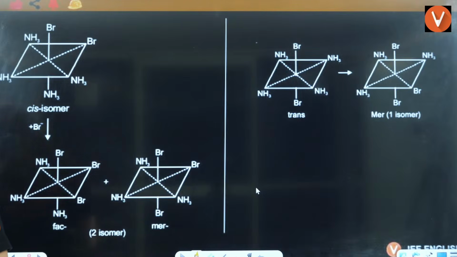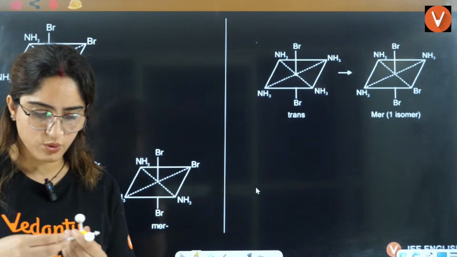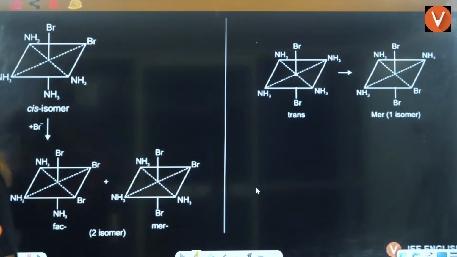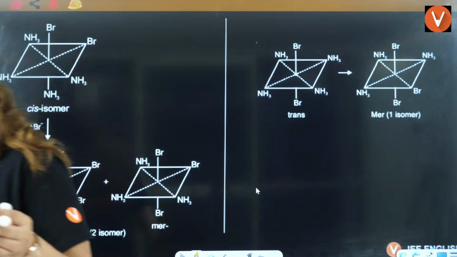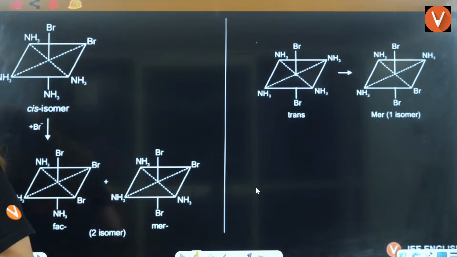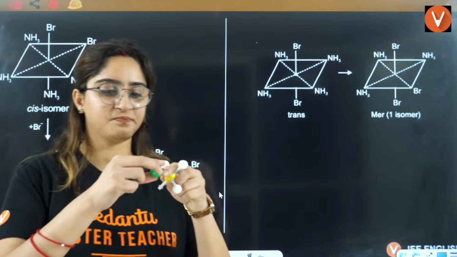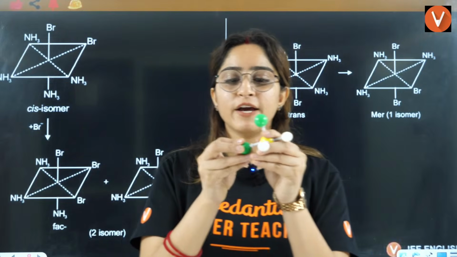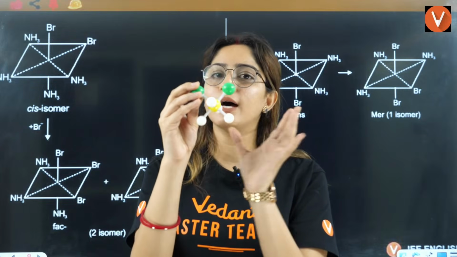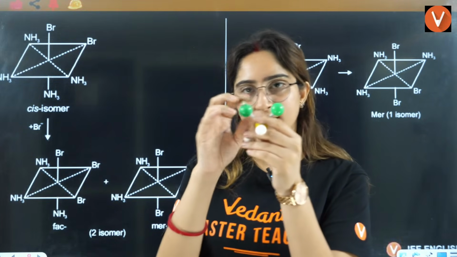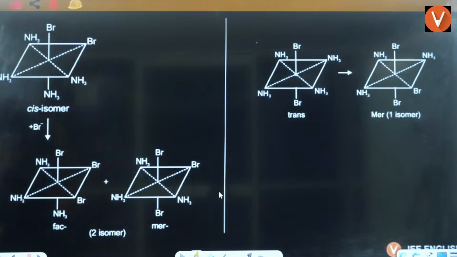Now, what you had here, you had NH4, 1, 2, 3, and 4. If it is a cis, 1, 2, 3, 4, cis means they both are next to each other. Okay? If I replace one cis, one of this is NH3, these all are Br. If I replace this one, then what will happen?